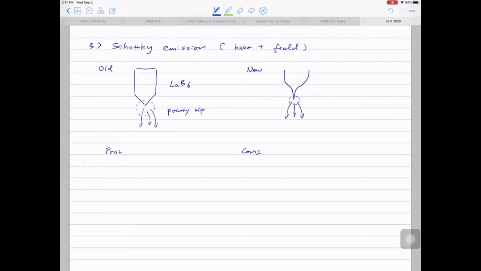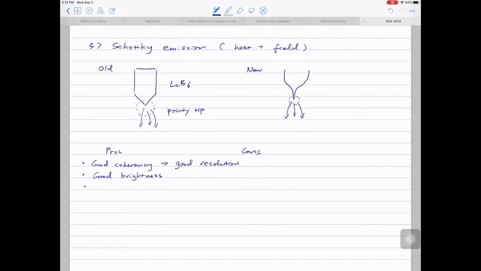So this one has good coherency. So we have good resolution. It's better than the tungsten hairpin filament. It's actually way better than the tungsten hairpin filaments, but not as good as the cold FEG. And also we have good brightness. Again, it's in the middle ground.